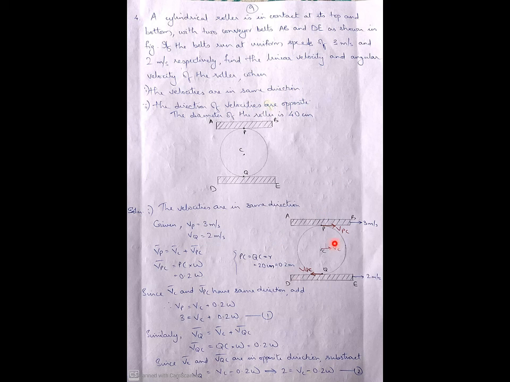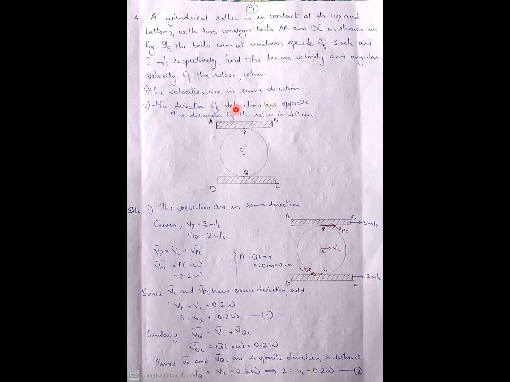So we have drawn this figure again. So this is the conveyor belt AB, P is the midpoint, Q is the midpoint of DE. Now center point is C, so velocity of C is given as VC. All these are moving towards right, which means the roller is moving like this, towards right.